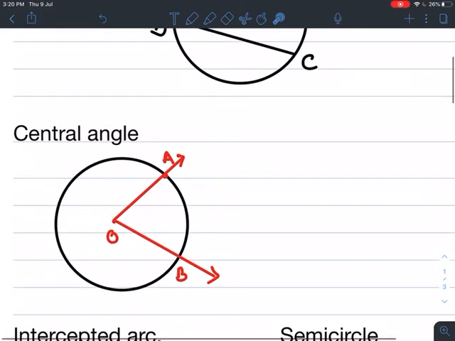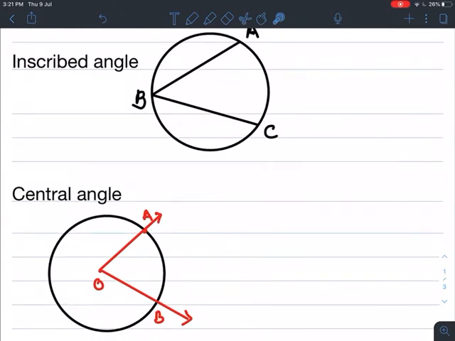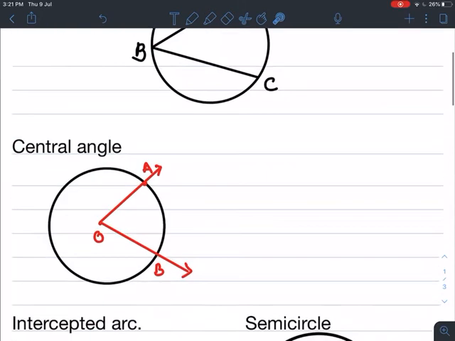Now, the next term is central angle. If we observe angle AOB, it is called a central angle. Why? Because the vertex of angle AOB is at the center of the circle and side OA and side OB intersect the circle in two distinct points A and B. So, angle AOB is called a central angle. Angle ABC is called an inscribed angle. See the difference. In the central angle, the vertex of the angle is at the center. And in the inscribed angle, the vertex of the angle is on the circle. So, this is the difference between inscribed angle and central angle.